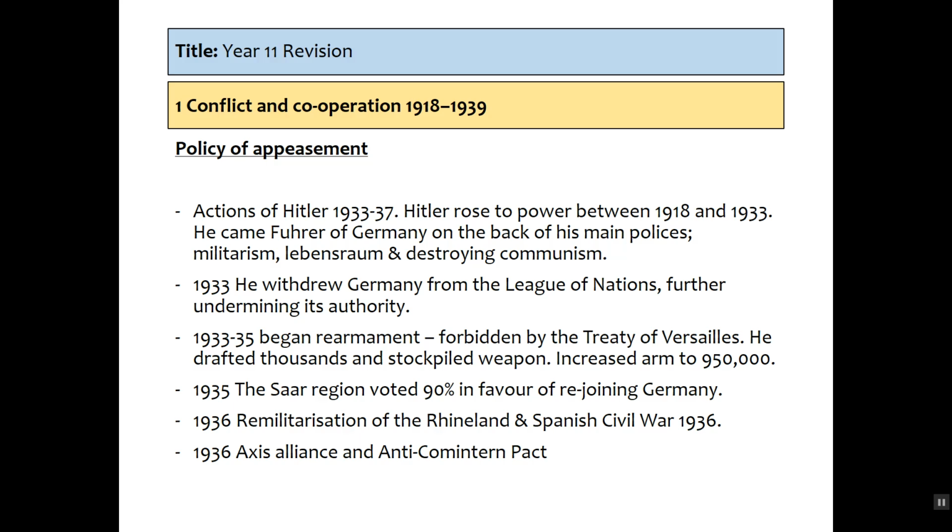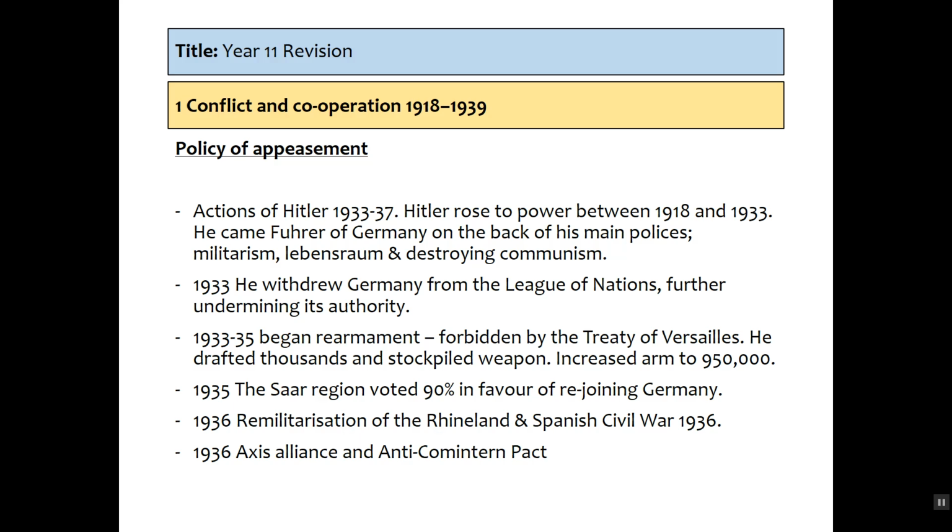But now we've got the 1930s being an incredibly difficult time for the League of Nations. In 1933 to 1935, he directly challenges the League of Nations. He is forbidden by the Treaty of Versailles to have an army bigger than 100,000. He ignores it. His armed forces reach a total number of 950,000. In 1935, the Saar region votes 90% in favour of rejoining Germany. And remember self-determination. This is the idea that if enough people in a particular area want to be part of another country, they can do so and should be supported in doing so.